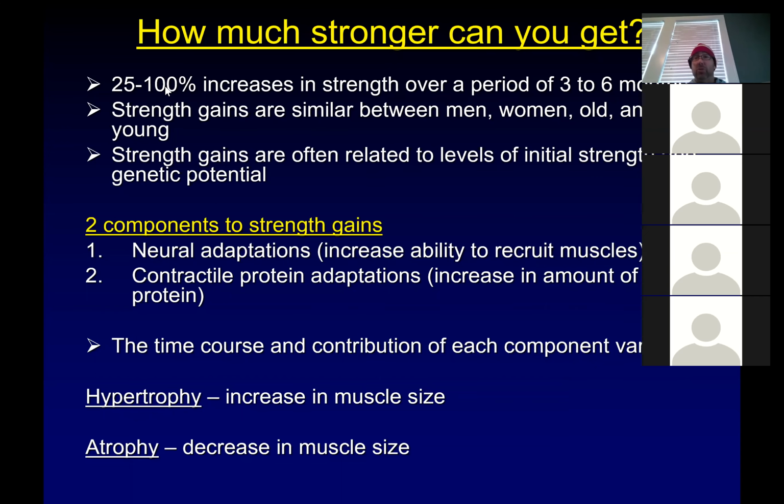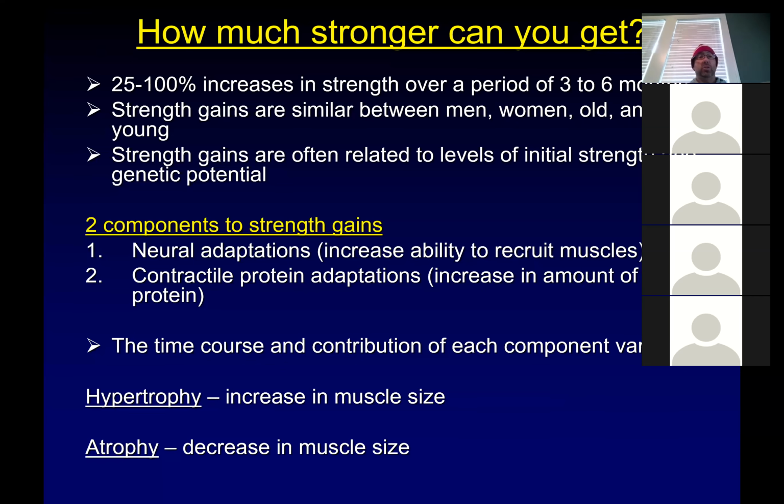So the average of you guys, probably somewhere between 25% and 100%. And that means if you could lift 100 pounds right now on a given lift, with 3 to 6 months of training, you might be able to lift anywhere between 125 and 200 pounds. And so that's a big range. And there's a lot of things that are going to affect that range, and we'll talk a little bit about what some of those things are.